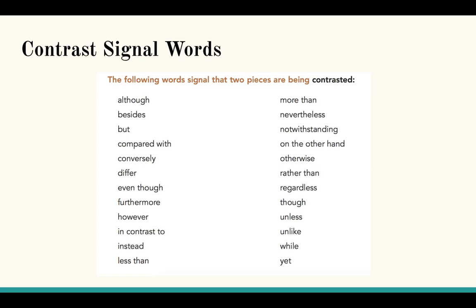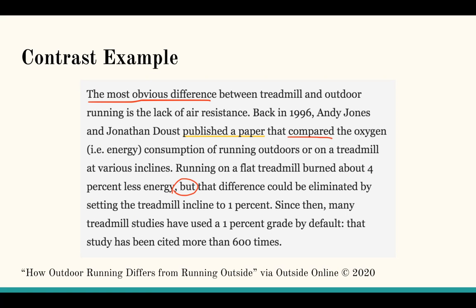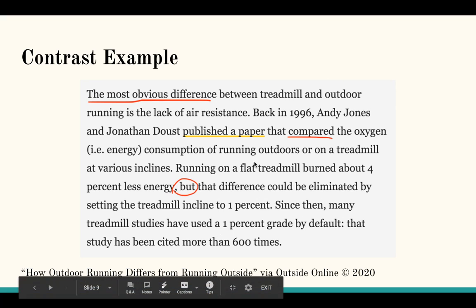Here are your contrast signal words. And in this example, looking at contrast, it's really easy to see. Looking at the signal words, the most obvious difference between, and then the two ideas that we're looking at are treadmill running and outdoor running. They also use signal words throughout the paragraph, but and compared.